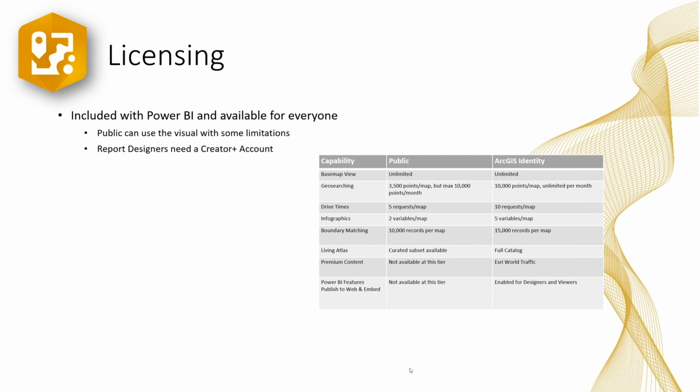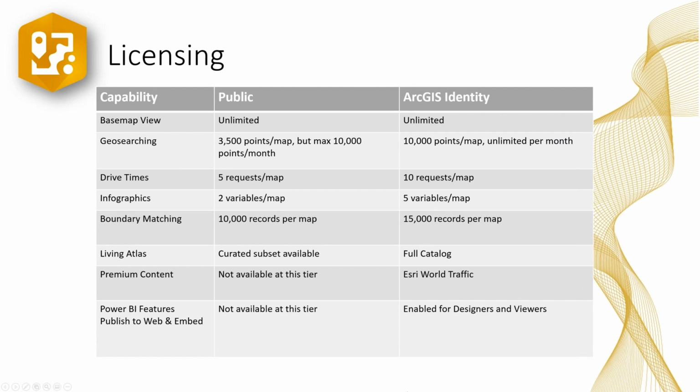If we take a closer look at this table, you see that base map views are unlimited. That's fine. Geo searching, this is where we're talking about taking your address data in Power BI and putting it on a map. So no account, free to use for everybody. It's limited at 3,500 points. If you have an ArcGIS identity, we do 10,000 points per map, and it's unlimited per month.